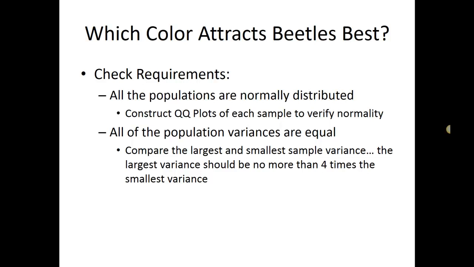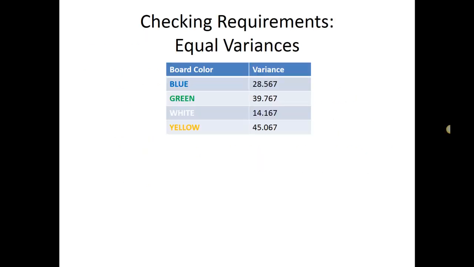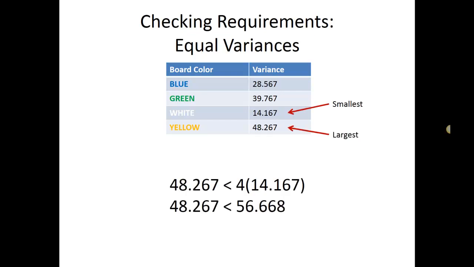The second requirement is that all of the population variances are equal. To do this, we're going to compare the largest and smallest sample variances. The largest variance should be no more than 4 times the smallest variance. I'm going to show you how to find the variances later when we get into the analysis of variance in Excel. For now, I've just taken all the variances and put them into this table for analysis. The smallest variance was white with 14.167, and the largest variance was yellow with 48.267. If we take 4 times 14.167, that equals 56.668, which is more than 48.267. Thus, our requirement that we have equal variances has been met.